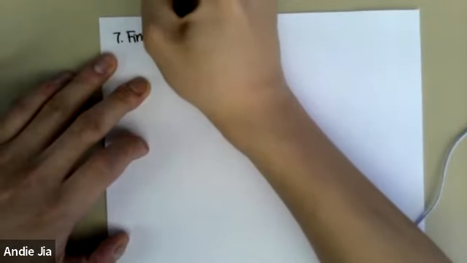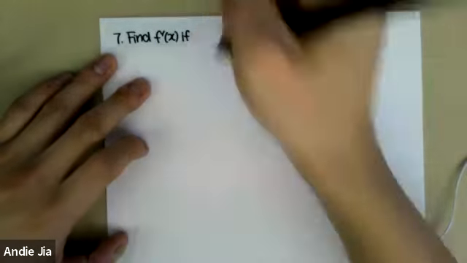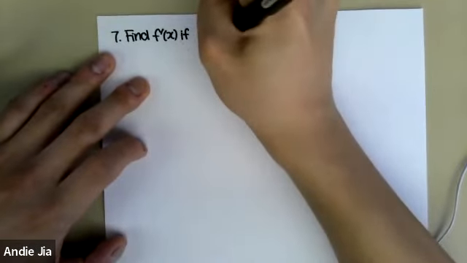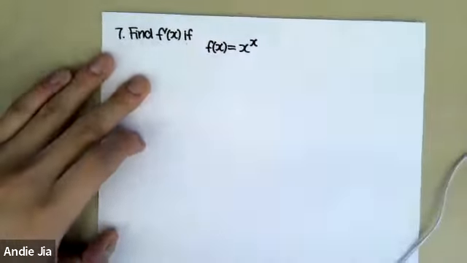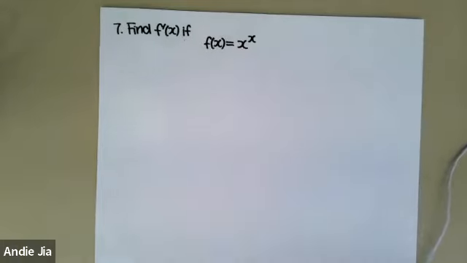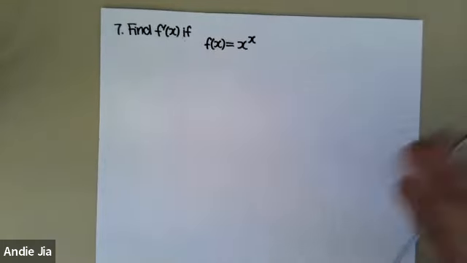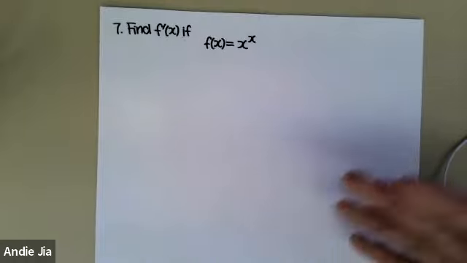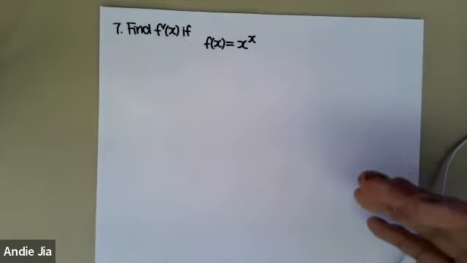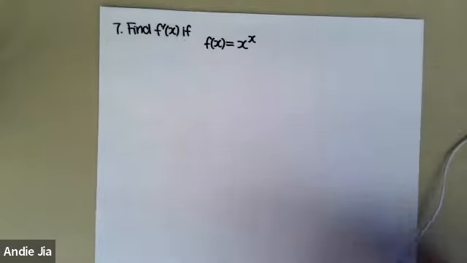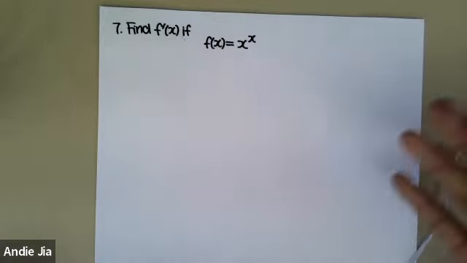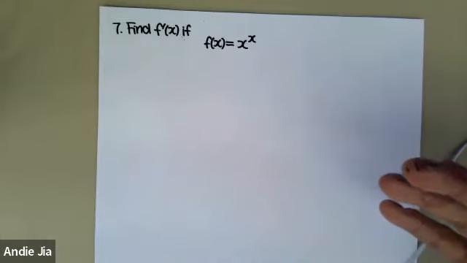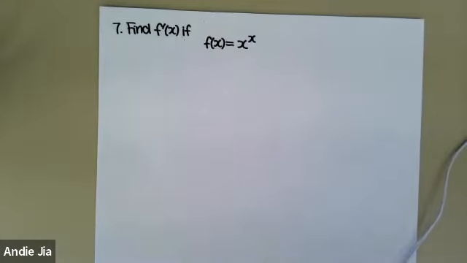So find f prime of x if f of x is x to the x. I'm just starting with an easier question, to give a sense of how to work through the whole process of logarithmic differentiation. After this problem, I would go to maybe harder questions. Does this work for you guys? Because I don't want to go over too many hard questions and confuse you guys.